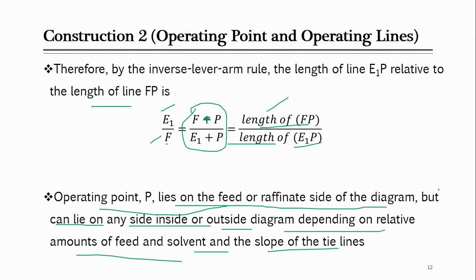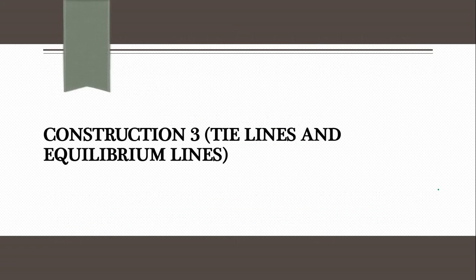Now let's jump toward construction 3. In construction 3, you are going to draw tie lines and some equilibrium lines. As you remember already, the tie lines are drawn based on the equilibrium data. What we are going to do is draw all these lines on the similar diagram from where we started yesterday at construction 1.